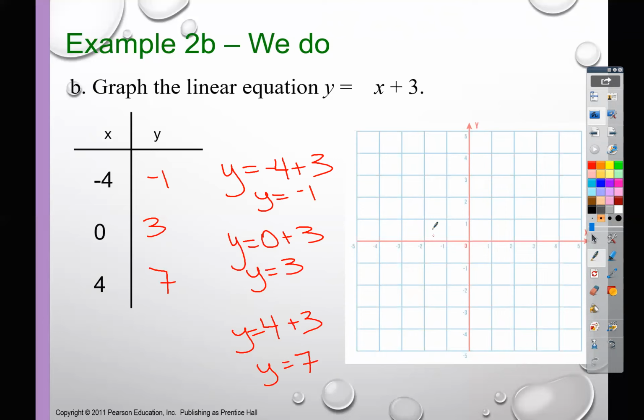And then you just go and plot those points. So -4, -1, 0, 3, and 4, 7. It's off of the graph. I apologize, but it's going to look something like that. So you would just graph it like that.